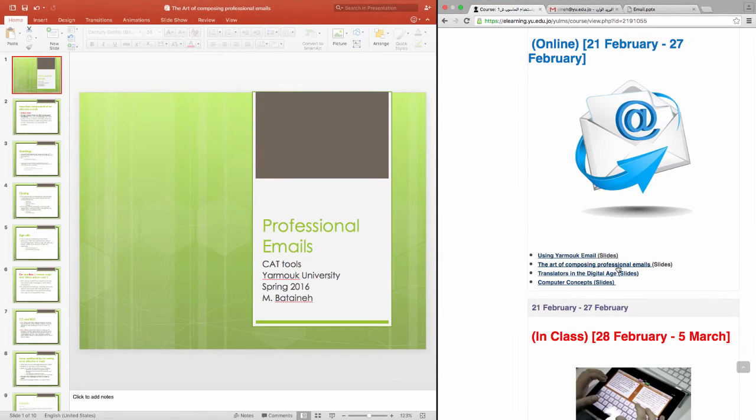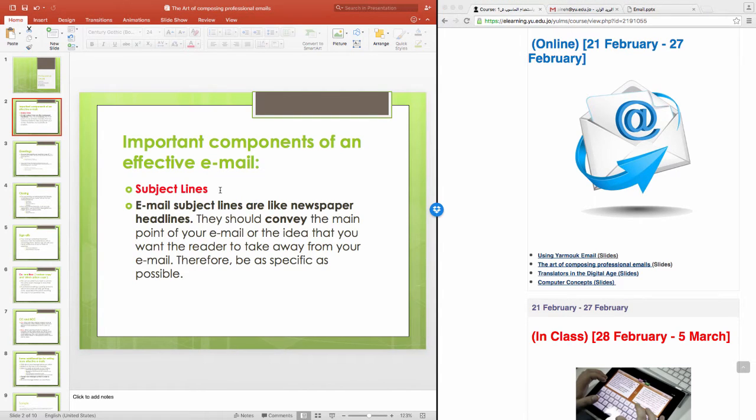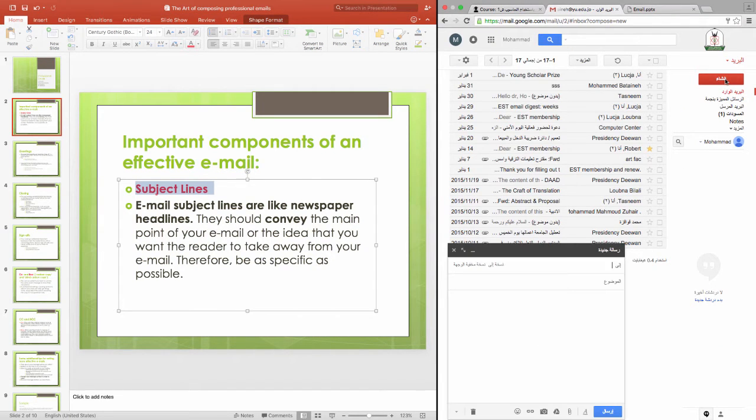On the second link, you have the art of composing professional emails, which are the slides on your hand side of the screen. It shows you some important components of professional emails. Let's start by talking about some of these components. The first important component is the subject line. Let's create an email here.